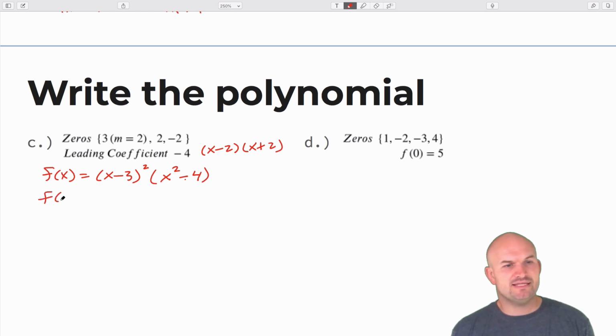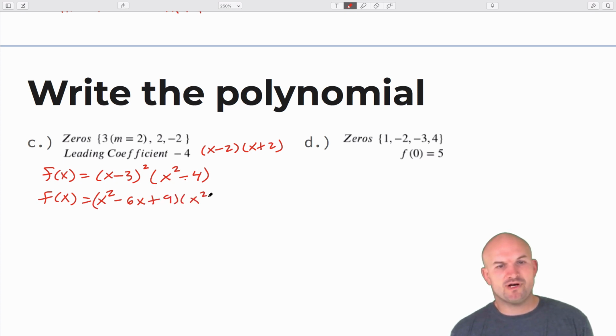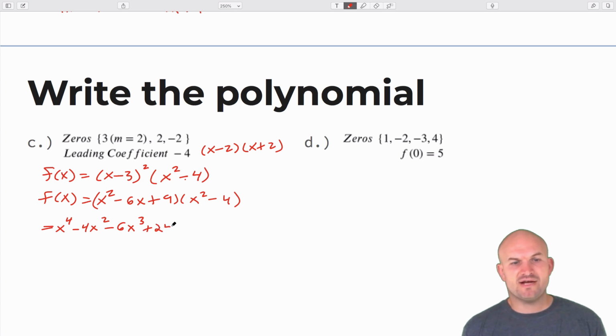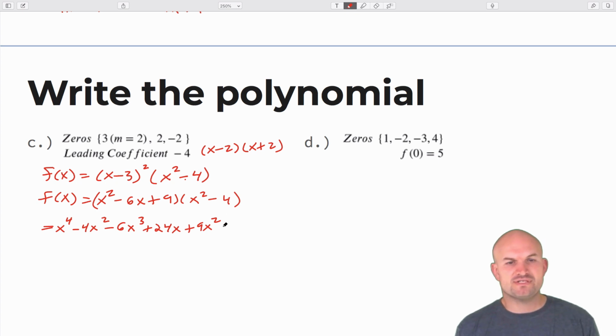All right, so let's multiply the f of x here. That's going to give us x squared minus 6x plus 9 times x squared minus 4. Let's use the distributive property in this case. Let's just multiply everything out. So x squared times x squared is x to the 4th. X squared times negative 4 is negative 4x squared. Negative 6x times x squared is negative 6x cubed. Negative 6x times negative 4 is going to be a positive 24x. 9 times x squared is a positive 9x squared. And 9 times negative 4 is negative 36.